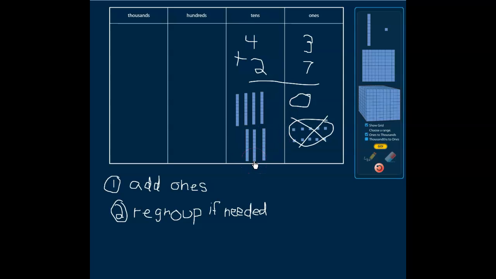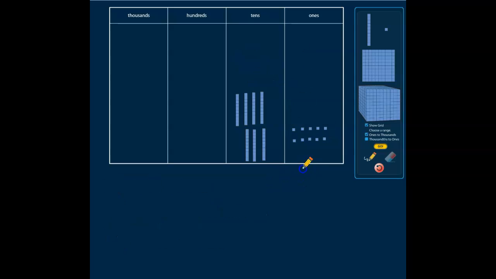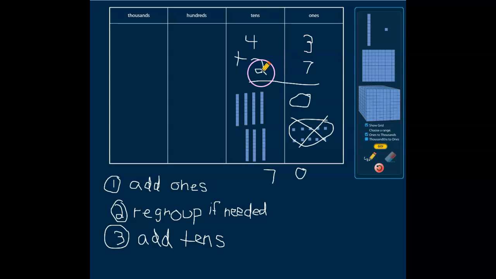Now I'm ready to add my tens, which is step 3. Add my tens. 10, 20, 30, 40, 50, 60, 70, or 7 tens. So the answer, or the sum, of 43 and 27 equals 70.